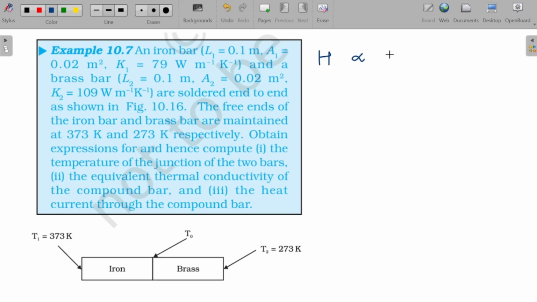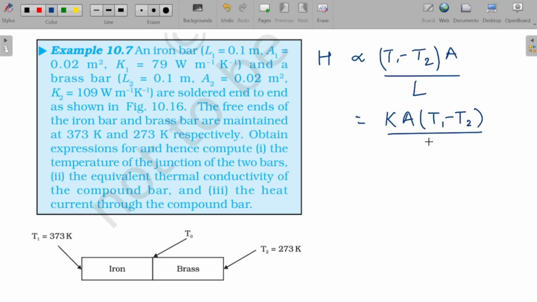So here T1 minus T2, and directly proportional to the cross-sectional area. So let's say this area is A, and the length from here to here, inversely proportional to this length L. And we know if we replace this proportionality sign with an equality sign, there will be a proportionality constant, that is thermal conductivity here, and then we can write K A, T1 minus T2 divided by L.